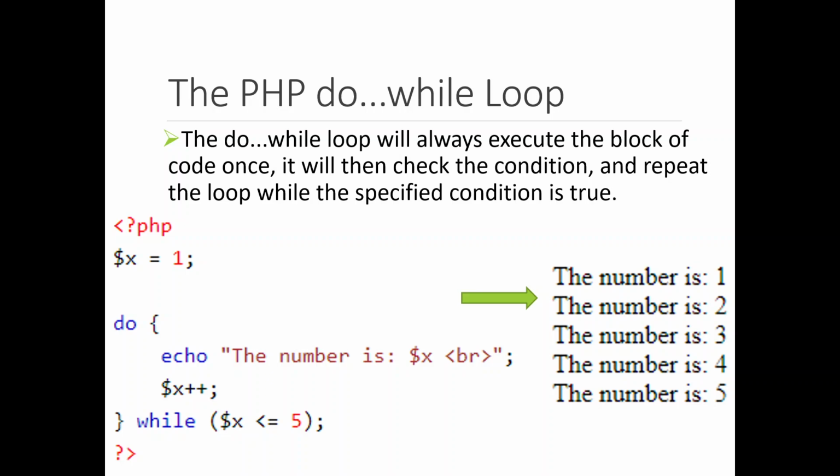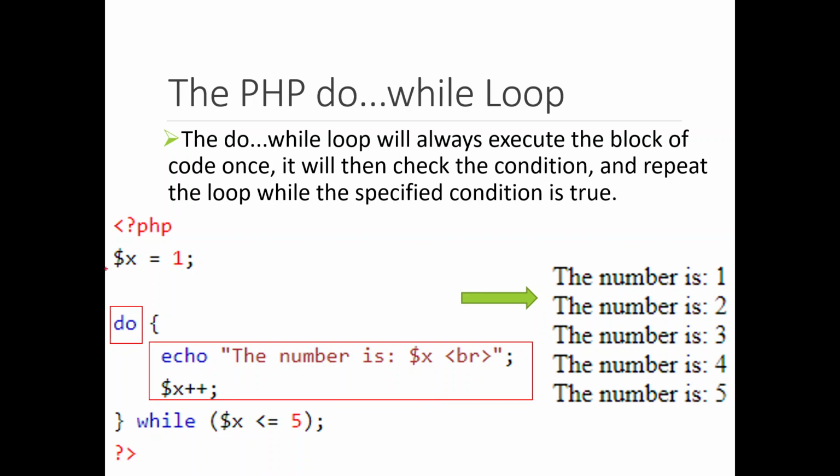Do while is very similar to the while loop. The only difference is that with do while, the block of code will be executed at least once. You can see they say do, then do this, then check the condition. If the condition is true, do it again. So it will be executed at least once.